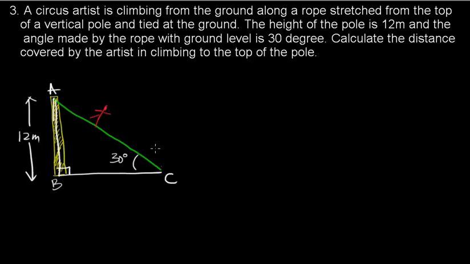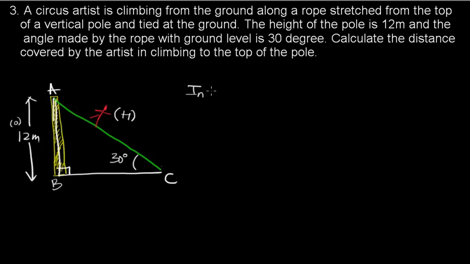So ABC being the right triangle, AC is the hypotenuse, which we call H, and the side opposite to the angle is the opposite. Now, opposite and hypotenuse give us which trigonometric ratio?